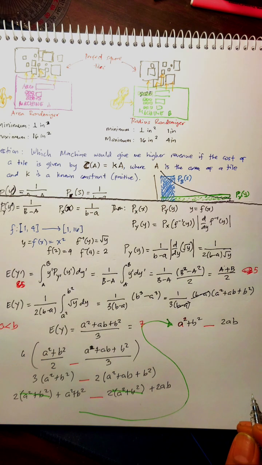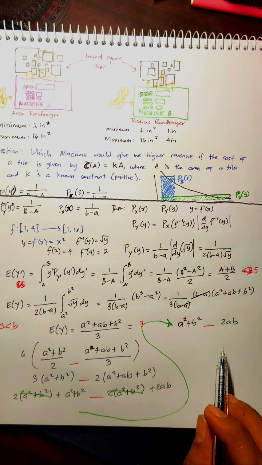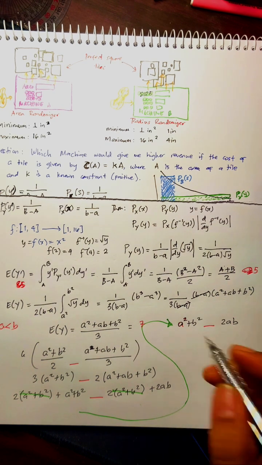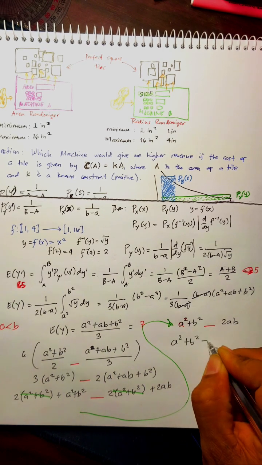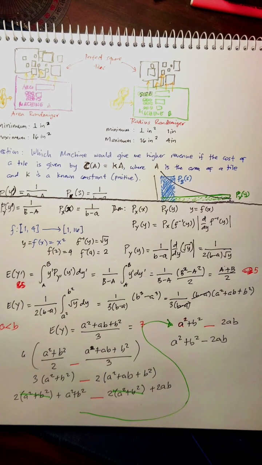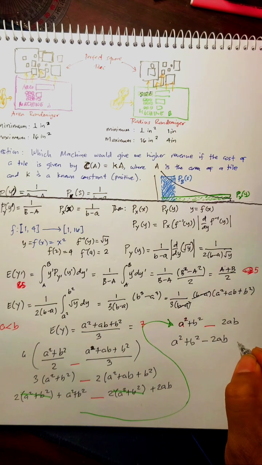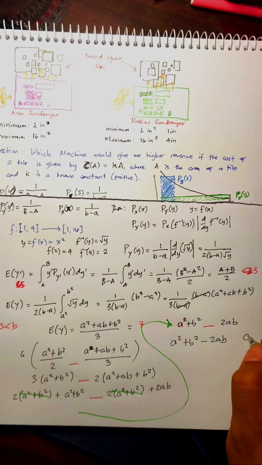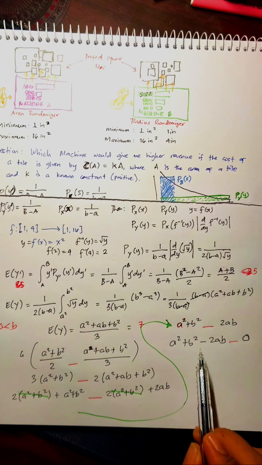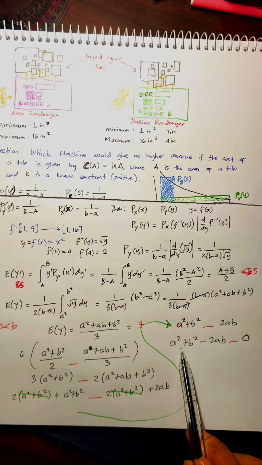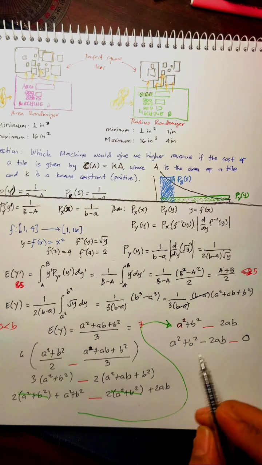I did not actually solve this before. What will be the trick? How can we know? I think we can do this one: A squared plus B squared minus 2AB, and then we have 0 on this side here. Yeah, this is good. We can solve this now.